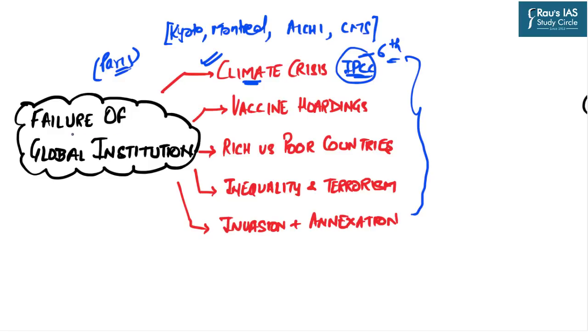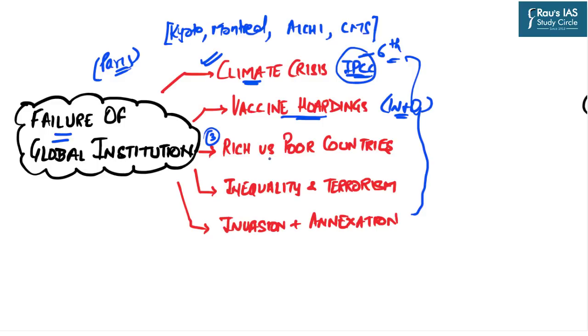Similarly, we also witnessed the failure of the global institutions during the COVID pandemic. Whether it was the WHO's role, which was very late in declaring COVID a global pandemic, or it was related to vaccine hoarding. Several poor countries faced a shortage of vaccines. The research and development took a long period, and that is why we lost several precious lives across the world.